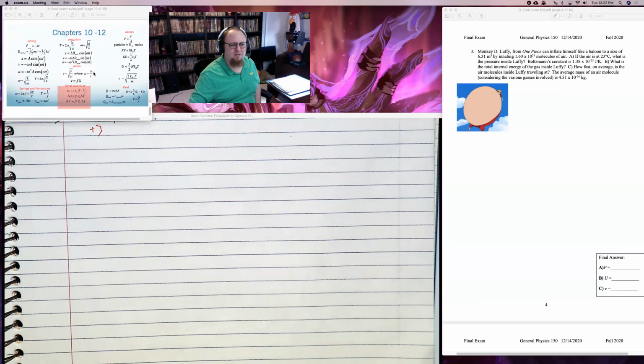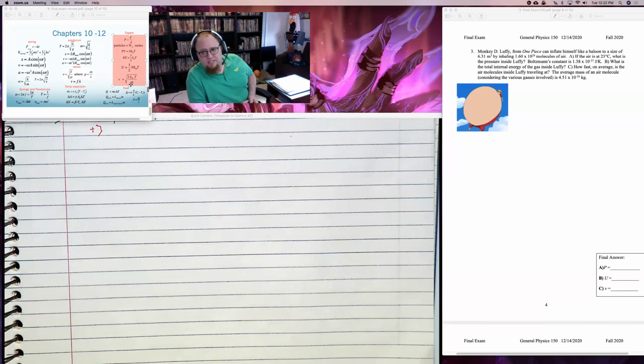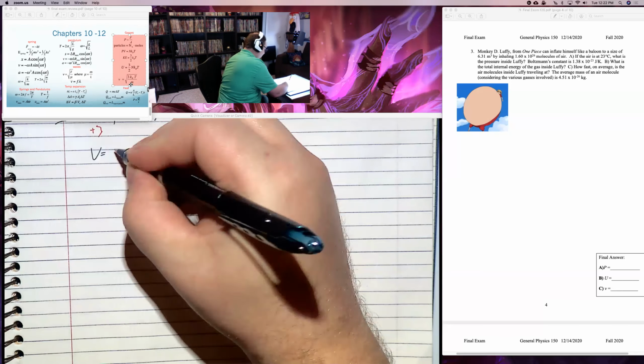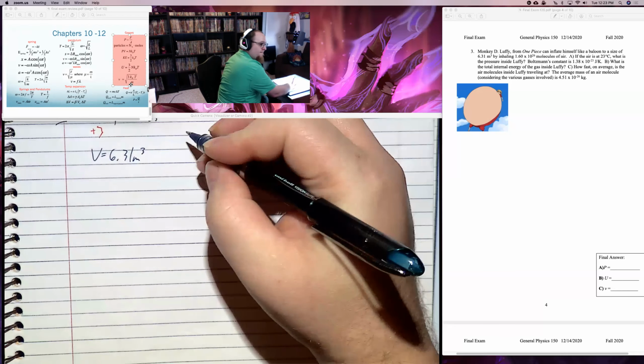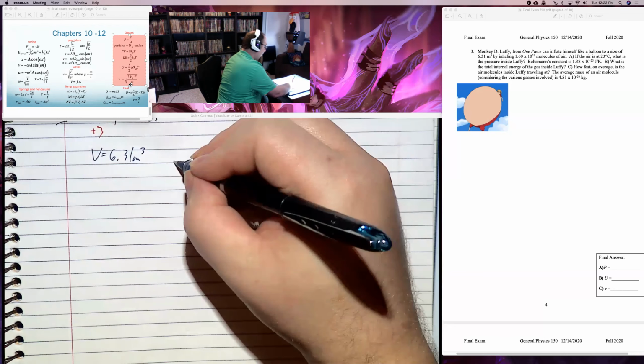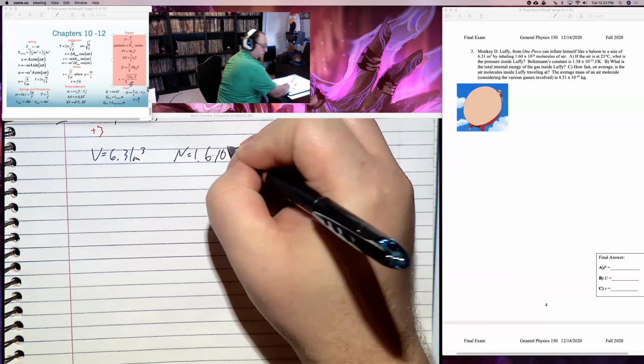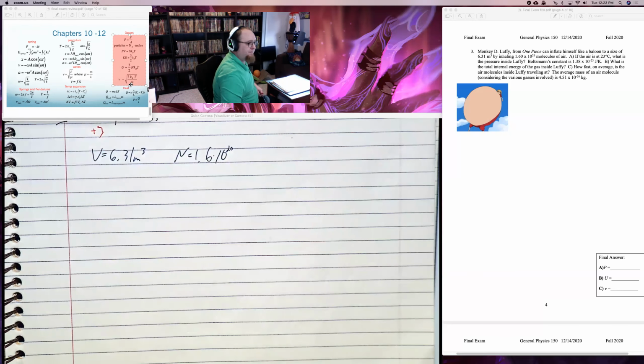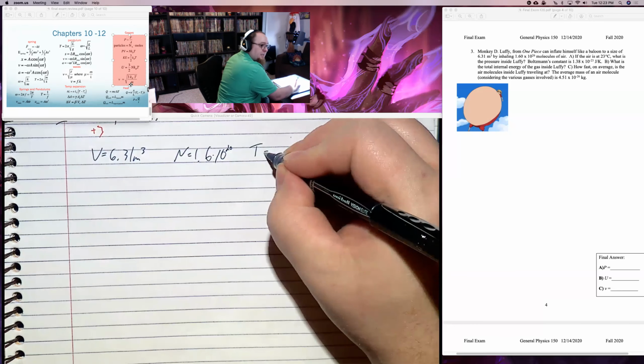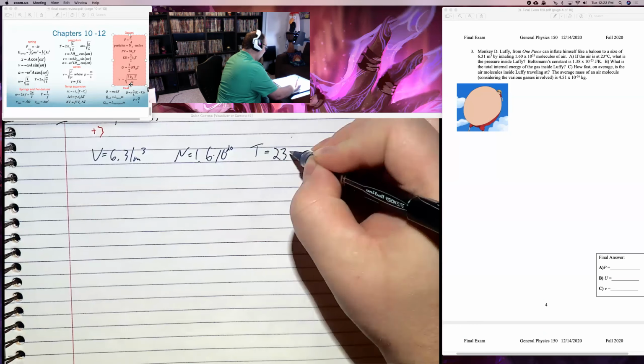I actually don't remember what this problem is on the exam for this semester. But there's also a really good chance that I don't do that and instead go gases. Last semester, I went gases. And I say, Monkey D. Luffy from One Piece can inflate himself like a balloon to a volume of 6.31 meters cubed by inhaling 1.6 times 10 to the 20th molecules of air. If the air is at 23 degrees Celsius, okay.